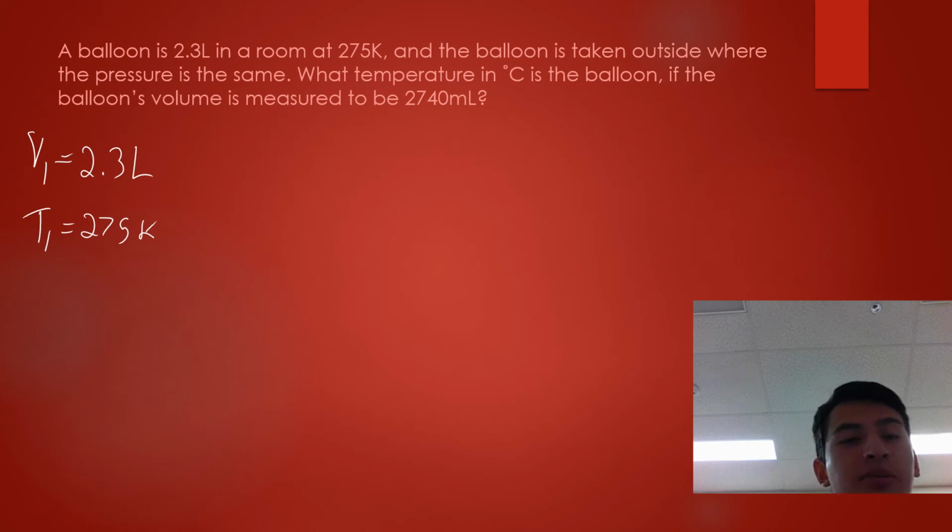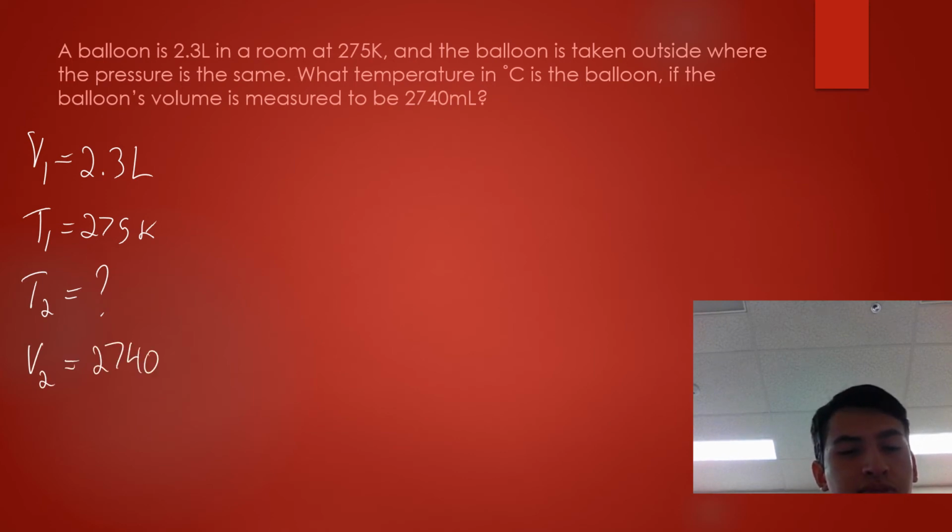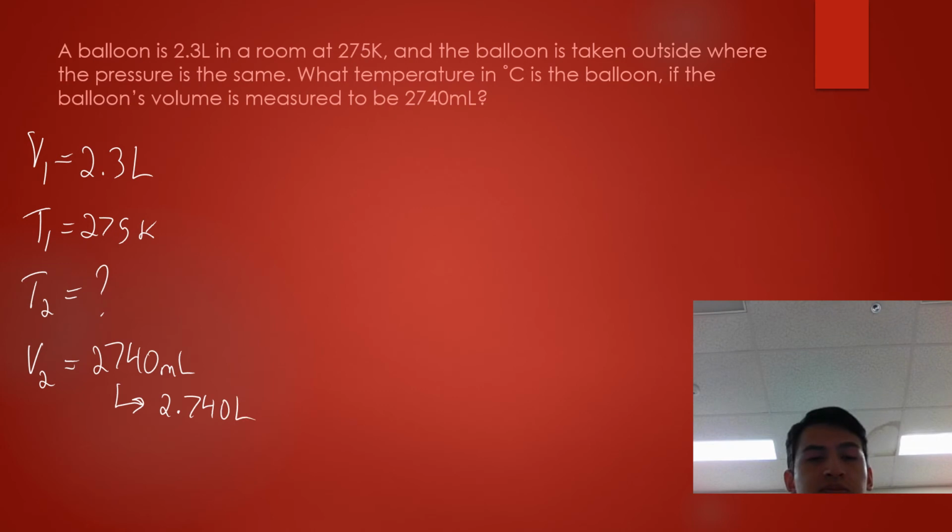It's asking for temperature 2, what temperature in degrees Celsius is the balloon. So we do not know that. And it also tells us the balloon's volume outside, which is 2,740 milliliters. Now, before I put these three variables into an equation, I noticed that my volumes are in two different units. I'm going to convert volume 2 into liters. This is going to be 2.740 liters.